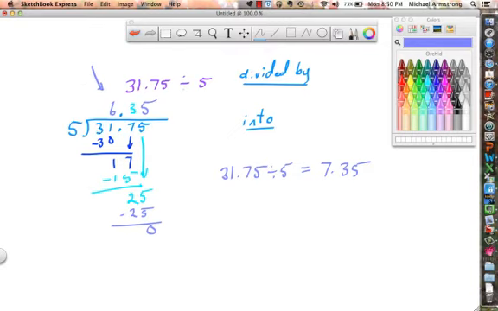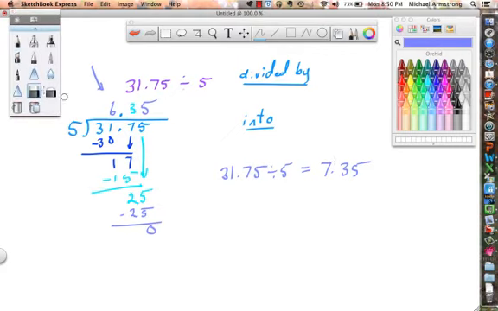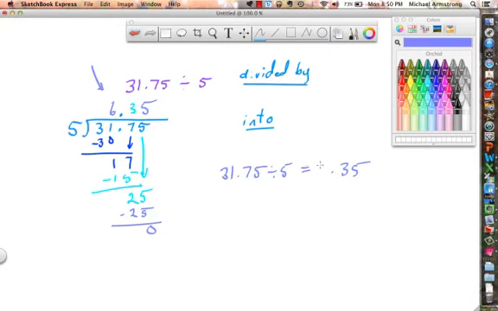3 times 5 is 15, and 31 take away 30 is 1. Everything still works. It's not 7. It's 6, and this is a good reason why we estimate our answers. Now I estimated at the end. It actually doesn't hurt to estimate at the beginning. I know that 5 goes into 31 about 6 times because 30 divided by 5 is 6. Okay? 6 times 5 is 30. 30 divided by 5 is 6. So about 6 times makes sense, and I came up with 6.35. That is, I'm pretty sure, right now.